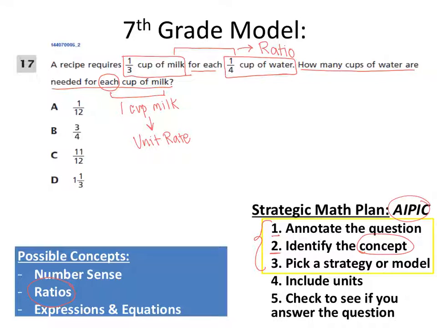If I know that this is a ratio problem and I'm dealing with unit rate, I know that I could use a ratio table to answer this question, with milk as my first term and water as my second term. So if I look at my strategic plan, I've annotated this problem, I've identified the concept, and I've chosen a strategy, which is my ratio table, to model what's happening to find my answer. So ladies, that's what we're going to focus on today. Remember, our goal is not to solve the questions quite yet, but just make sure that we're annotating, identifying a concept, and choosing a strategy or model to help us answer the question.